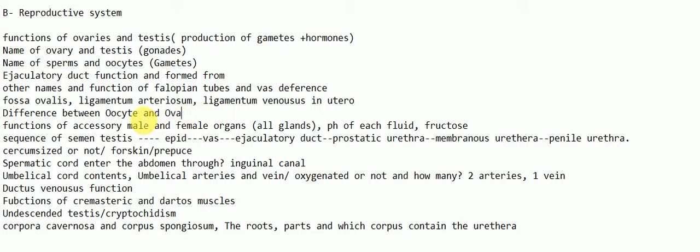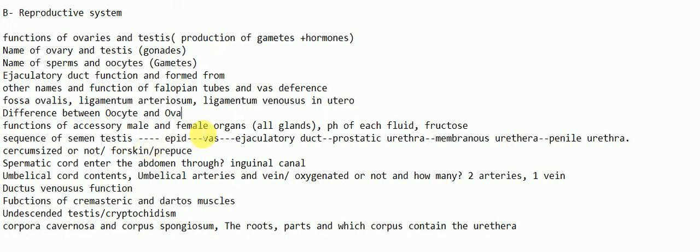So the difference is secondary oocyte is what's actually produced every month from females, from menarche to menopause, from the start to the end of the ovulation cycles. So what's produced every month is the secondary oocyte. Only if the secondary oocyte is fertilized by a sperm, now we call it ova.